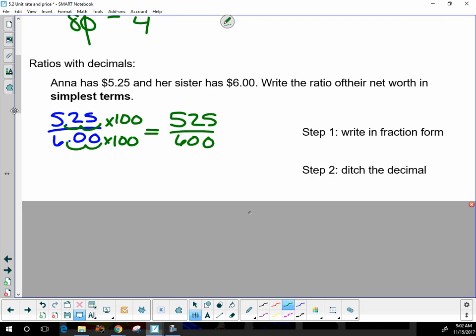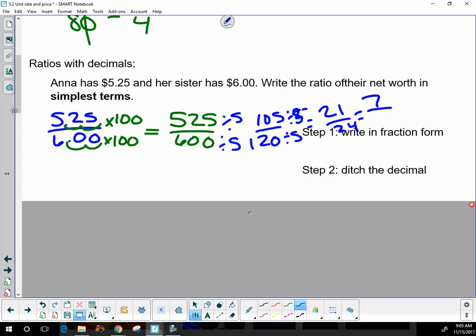Now you have 525 over 600. You're going to start reducing. You might want to divide by 5. And that'll get you 105 over 120. Then you're going to want to divide by 5 again, and that will get us 21 over 24. And then you should recognize those as multiples of 3. I saw the 7 there at 21. And get 7/8.